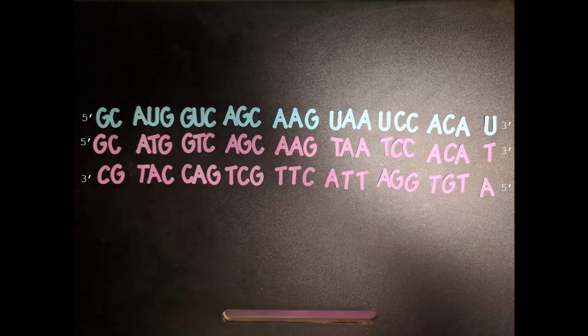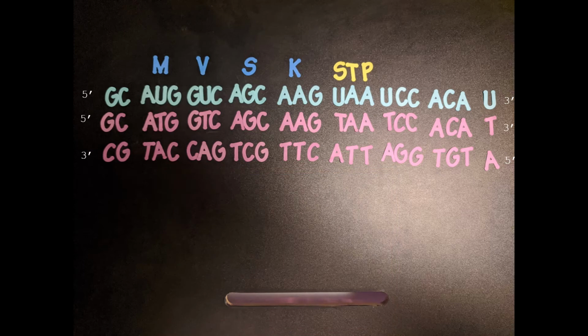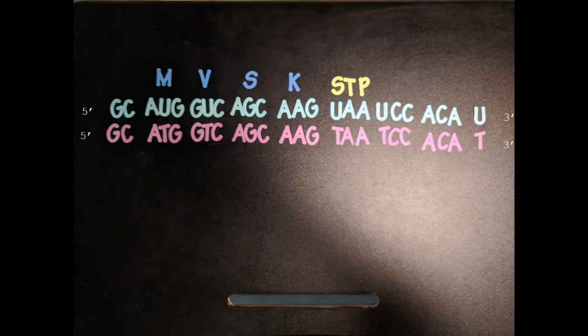Next, we just refer to the coding dictionary to determine our amino acids. AUG signals the start of translation and codes for methionine. GUC codes for valine, AGC for serine, and AAG for lysine. UAA is a stop codon and signals the end of translation, but does not code for an amino acid. I have removed the template strand as we will not need it.